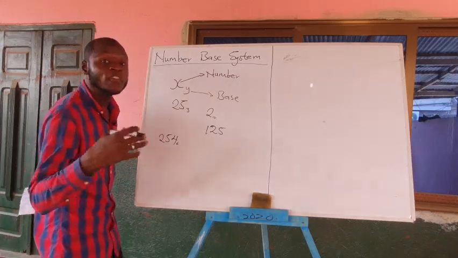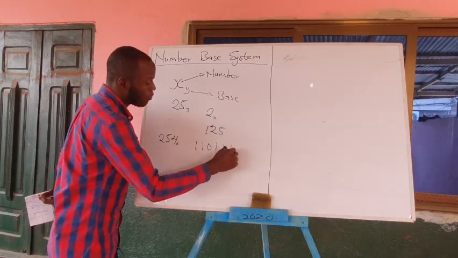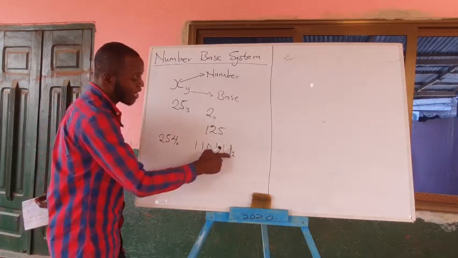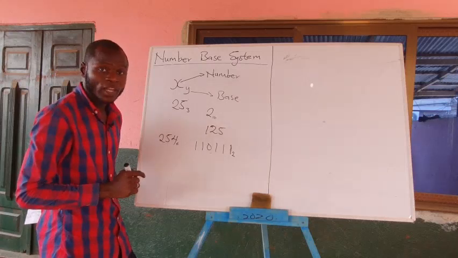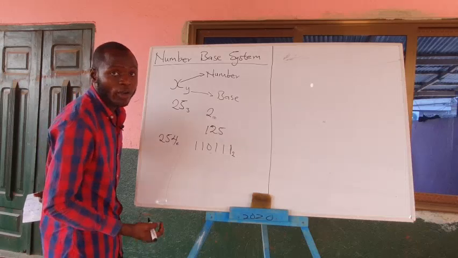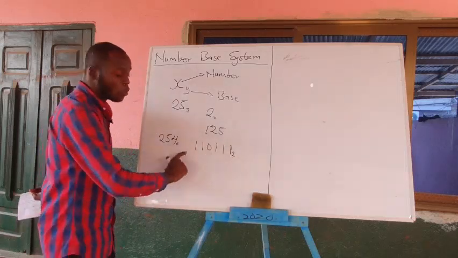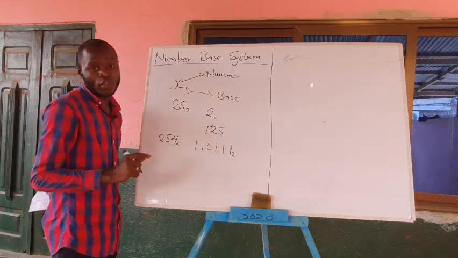In base 2, you realize that we have numbers like 110111 to the base 2. Why? Because the digits can't exceed 1. The highest that it could go is 1, because after 1 you move on to 2. So the digits that can occur in base 2 are 0 and 1, which is very useful in computer language.